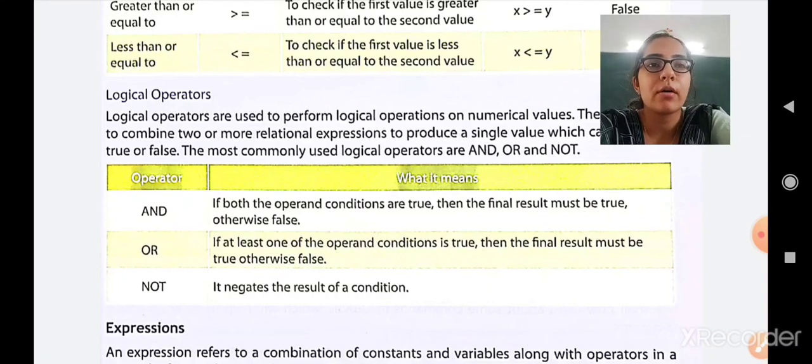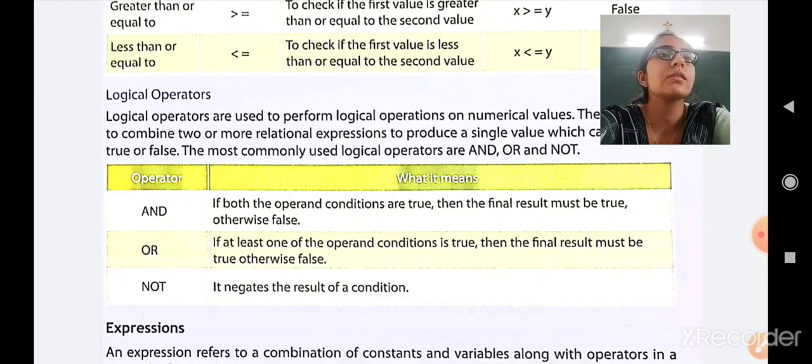Second operator is OR. At least one of the operand conditions is true, then the final result must be true, otherwise false. Okay, so if any one condition from both the conditions must be true, it means marks of English is 90, then maths is 70. Before we have already discussed that the marks of maths is 80, but here the English marks are correct, it means 90, but the marks of maths are wrong, then also the condition will be true, because any one condition is true, it means English is equal to 90 or maths is equal to 70. So if any one condition will be true, the answer will be true, otherwise false.